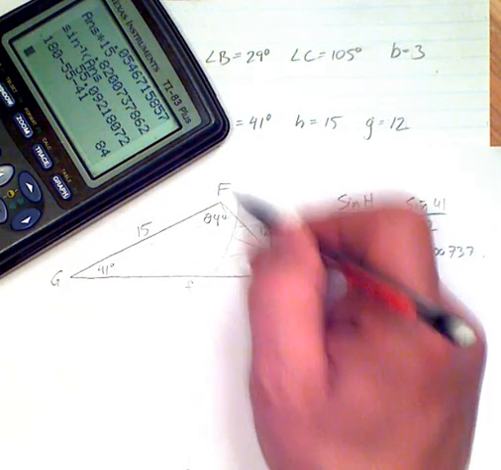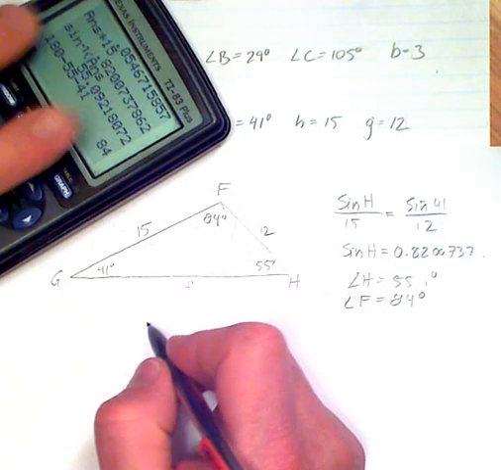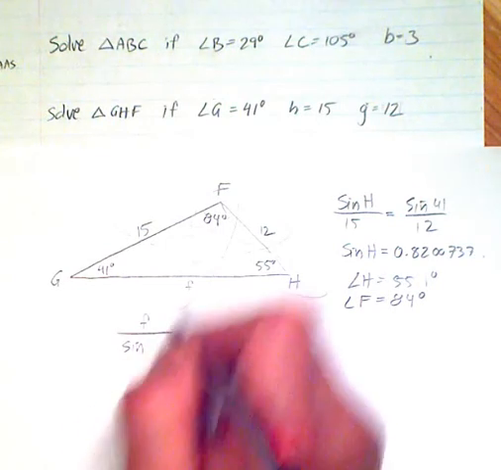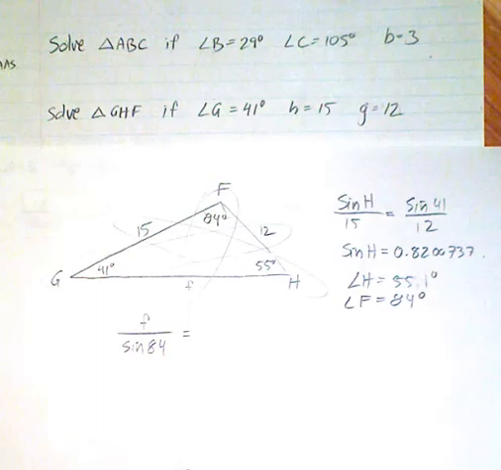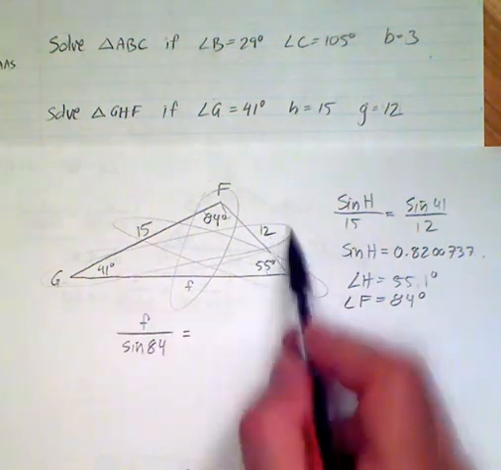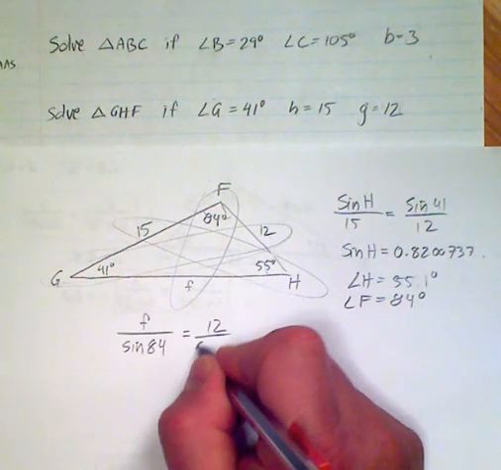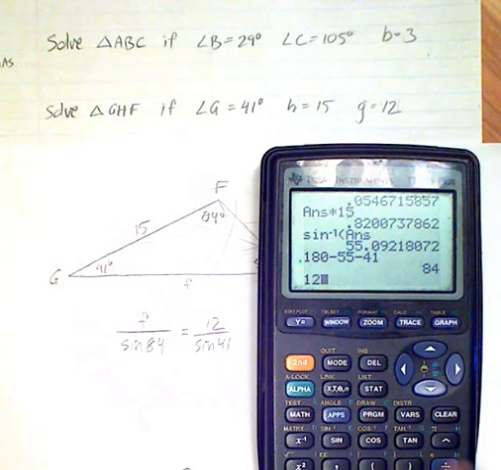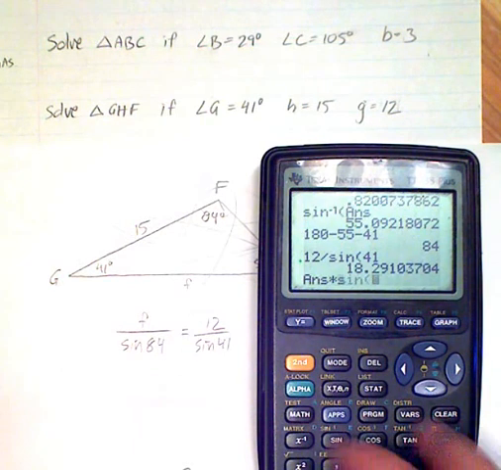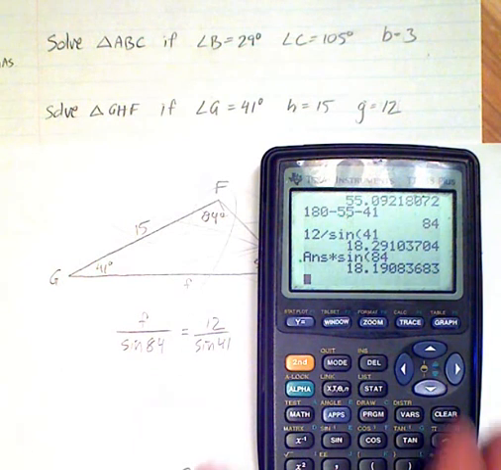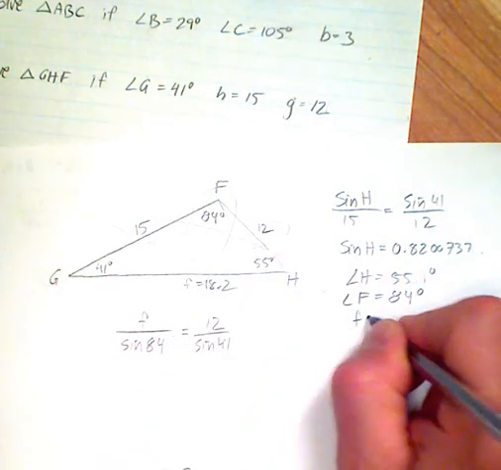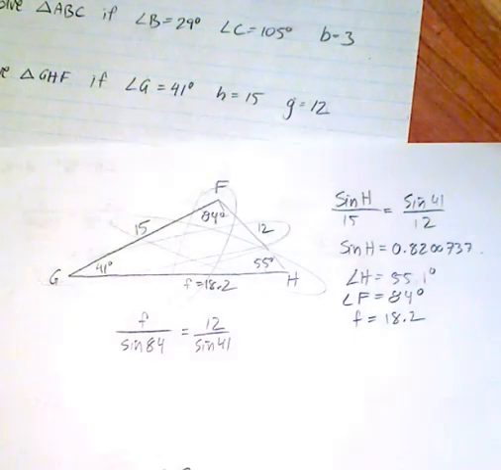There's another pair. Looking for side F. Start with F over sine F, 84 degrees, is equal to, let's use the ratio that we're given at the beginning, 12 over sine 41. And again with the math here, 12 divided by sine 41 times sine 84, and you get 18.2. So side F is 18.2.